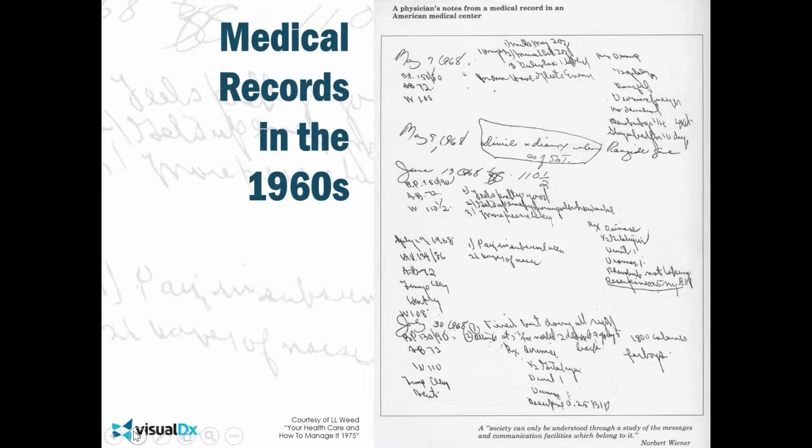Before Dr. Weed pioneered the POMR, this is what medical records looked like in the 1960s. They were messy, disorganized, handwritten notes. There was no common format or structure, and they were not used as synching tools like they are today.